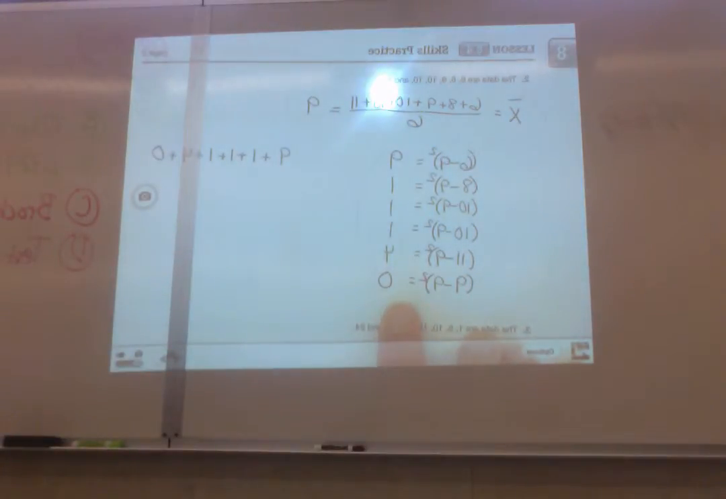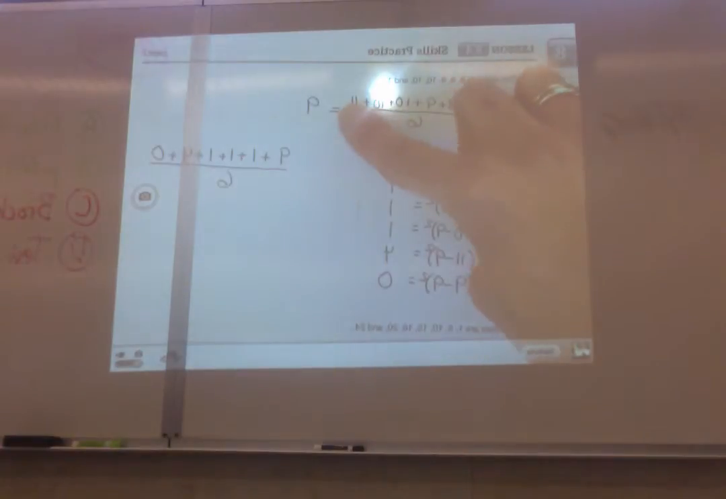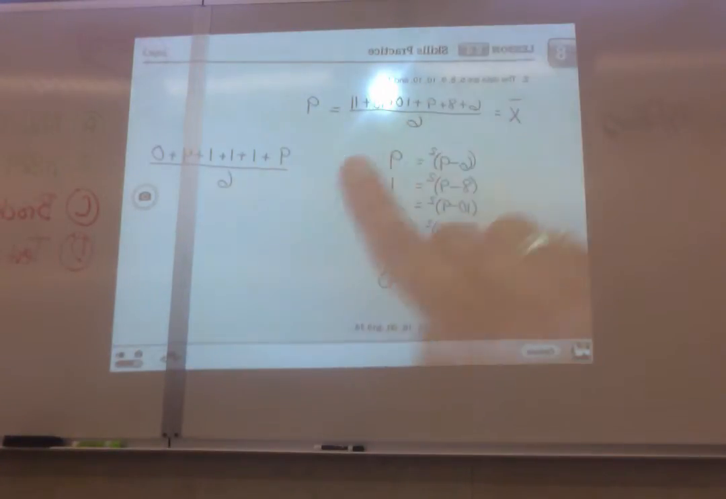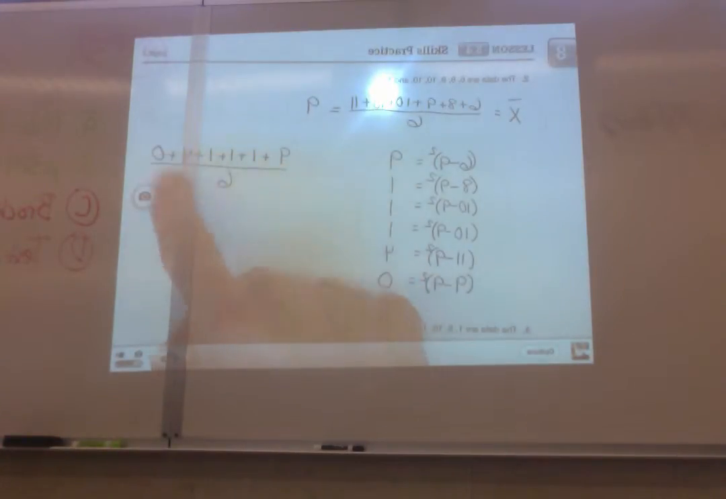Even though I know that 0 is not going to affect the result, I'm going to include it in my work because I have to remember how many numbers are actually involved when I take the average. So this is 6 values that we're going to divide. This is an average of the data points themselves. This is an average of the differences squared.